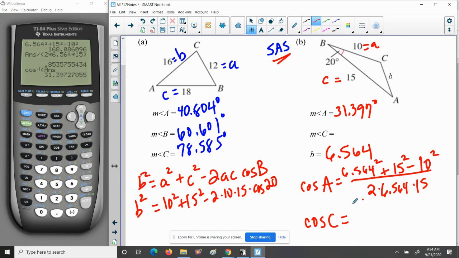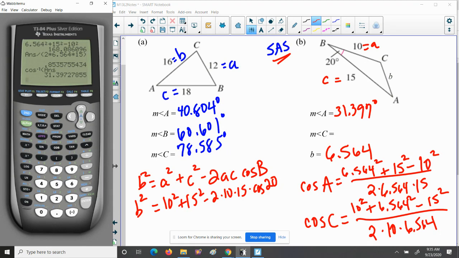Cosine C should be equal to A squared, so 10 squared, plus B squared, so plus 6.564 squared, minus C squared, so minus 15 squared, all over 2 times A, which is 10, times B, which is 6.564. All right, let's go put this in really quick and see what we get. I'm going to clear it again.